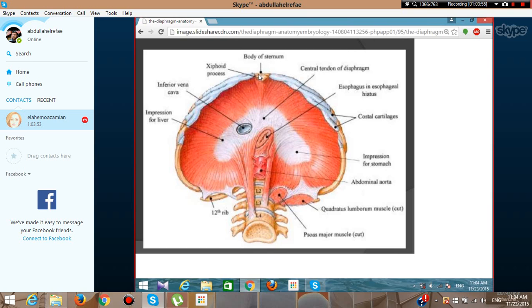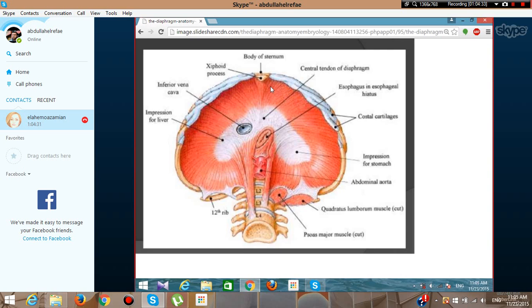When it originates from ribs, the right side is a bit higher than the left side. In the right side it is at the level of the 5th rib, left side is between 5th and 6th, so it's a bit lower. Why is it higher in the right side? Liver? Yes, because the liver pushes it up. So we said it originates from sternum, called the sternal part, from ribs, called the costal part, and from lumbar vertebrae.